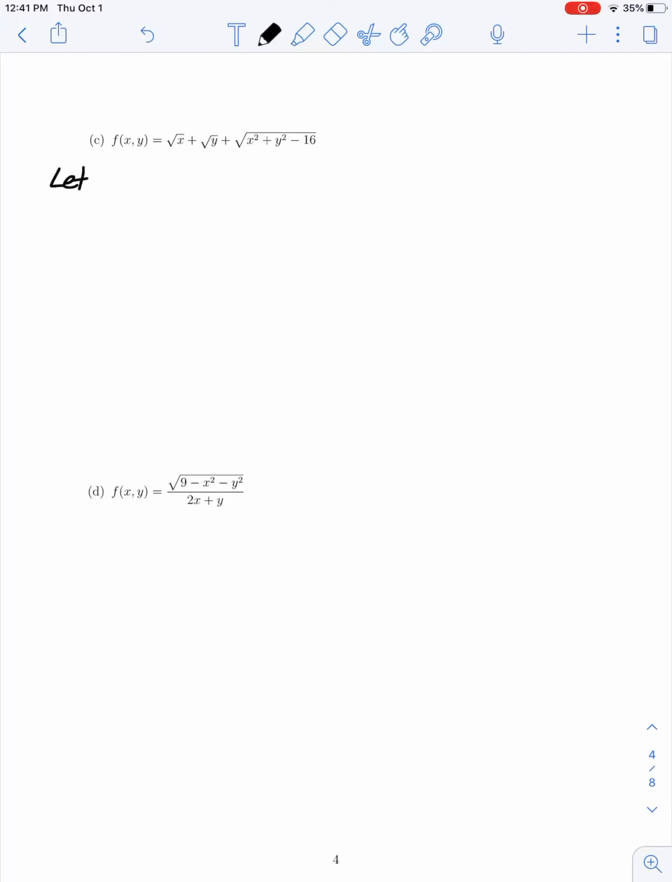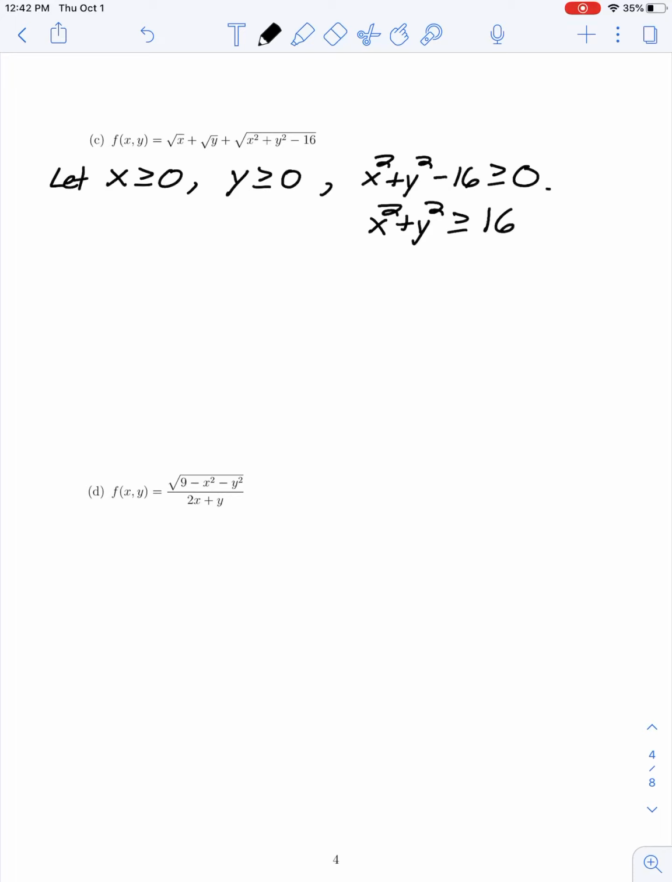terms must be non-negative. So for the square root of x to be defined as a real number, we need x to be non-negative. For root y to be defined, we need y to be non-negative. And for the last radical expression in our function to be defined, we need the quantity x squared plus y squared minus 16 to be non-negative. Or solving this last inequality, we would have x squared plus y squared has to be greater than or equal to 16.